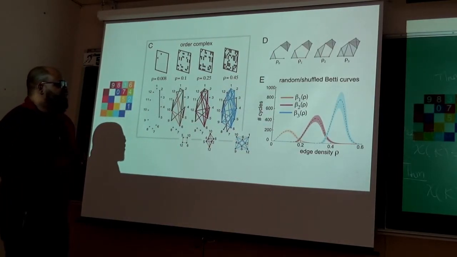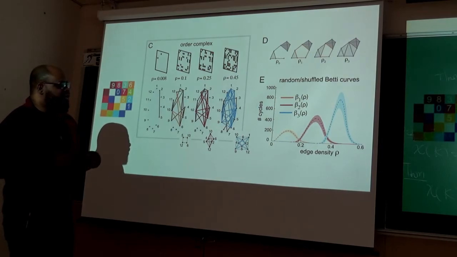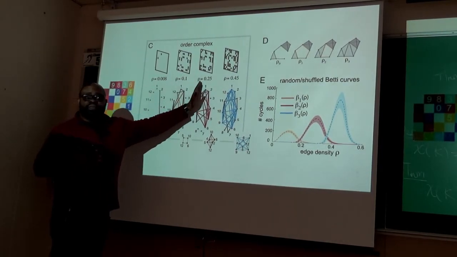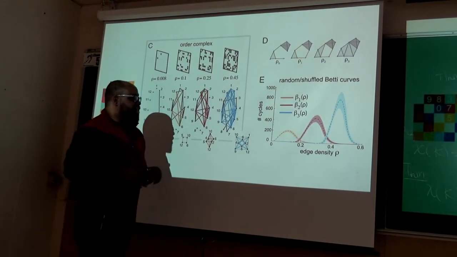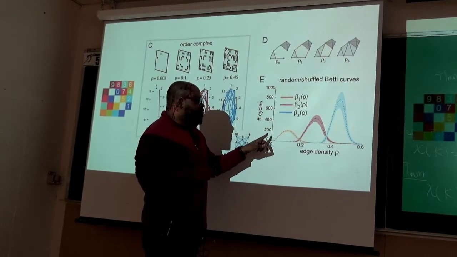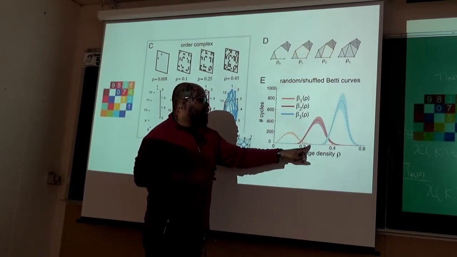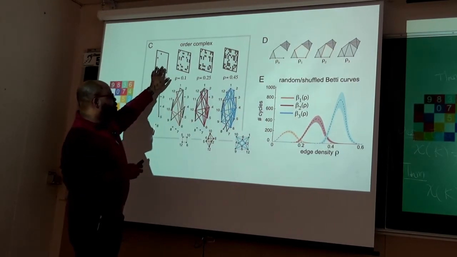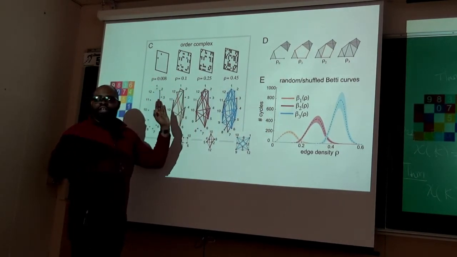At any rate, what they do then is they compute the Betti numbers at each scale. Okay? And these are the curves that emerge. So this would be Betti 1 in terms of this density of edges, right? So the more edges you have, the farther to the right you're going to be.